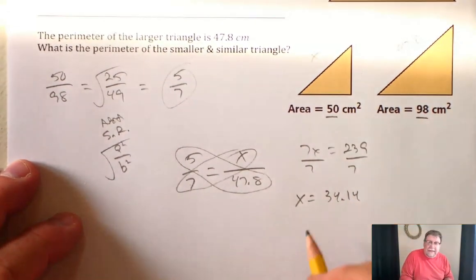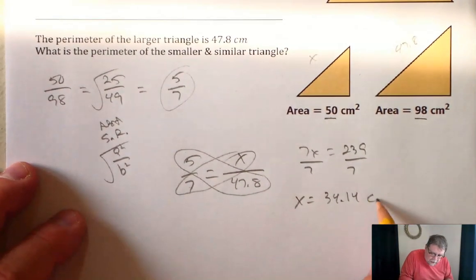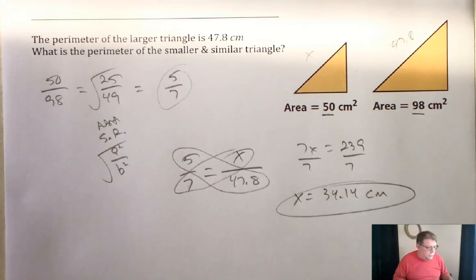And again, this is not area. This is actually the length of the perimeter, so that's not going to be a squared answer. That's just going to be in centimeters, 34.14.